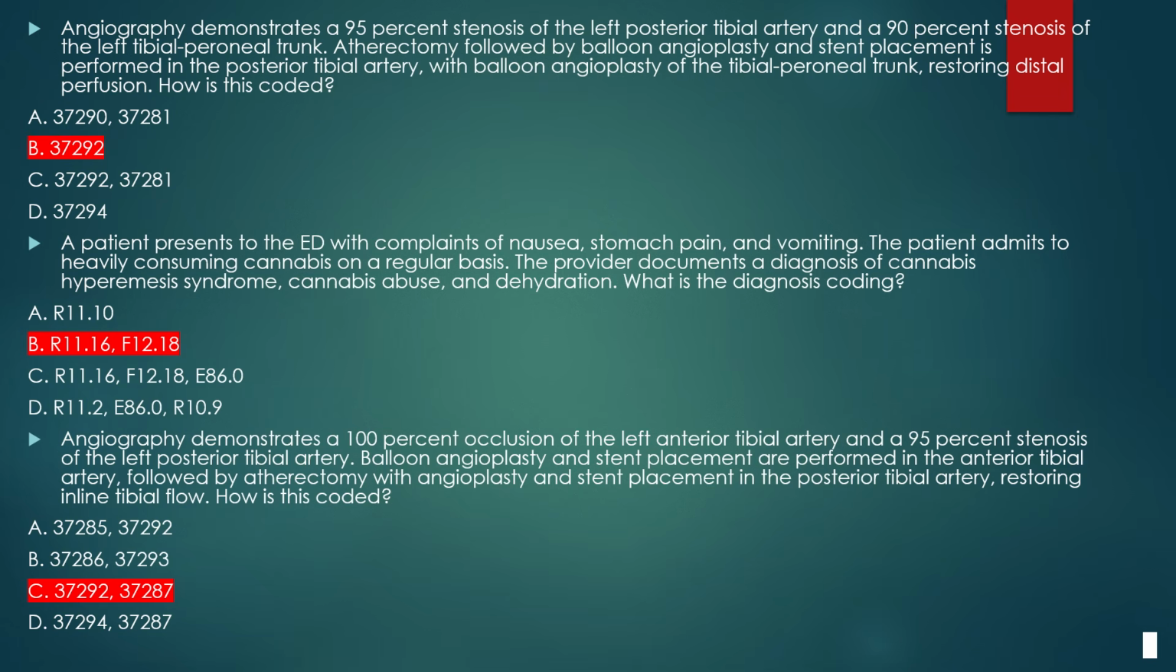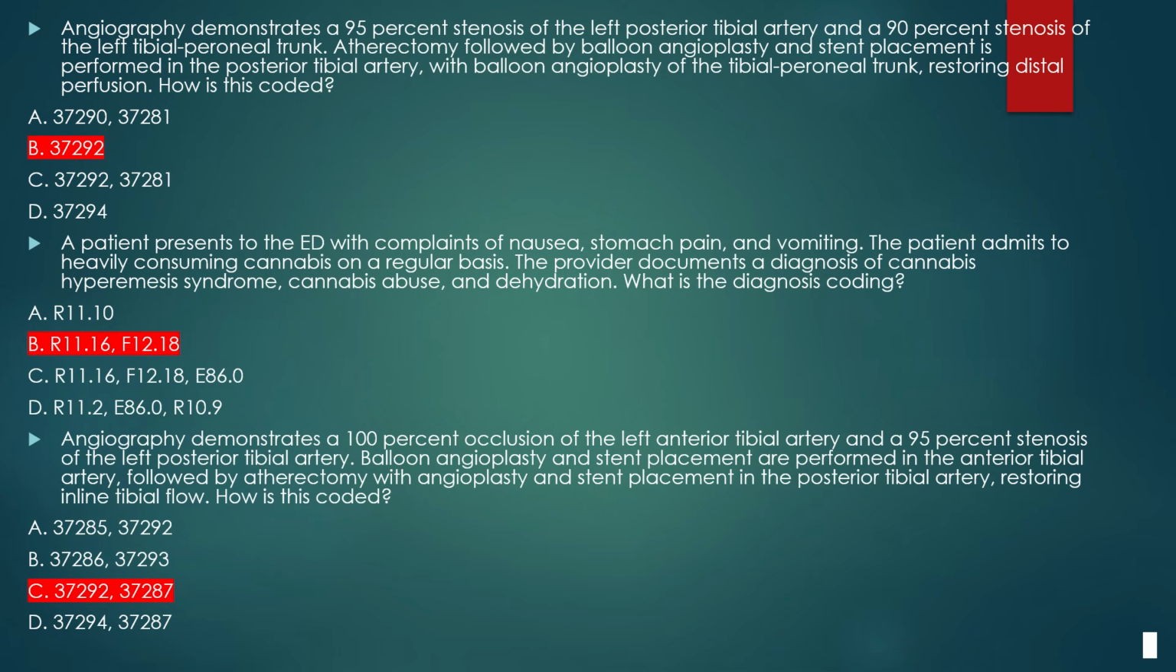Angiography demonstrates a 100% occlusion of the left anterior tibial artery and a 95% stenosis of the left posterior tibial artery. Balloon angioplasty and stent placement are performed in the anterior tibial artery, followed by atherectomy with angioplasty and stent placement in the posterior tibial artery, restoring inline tibial flow.